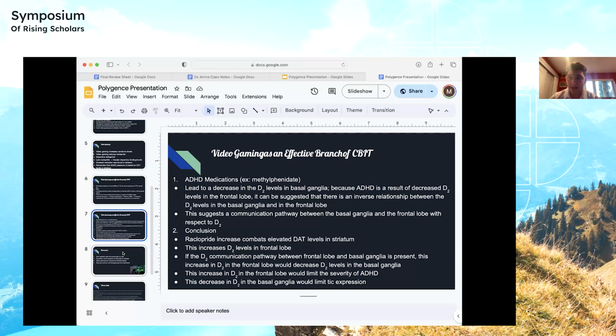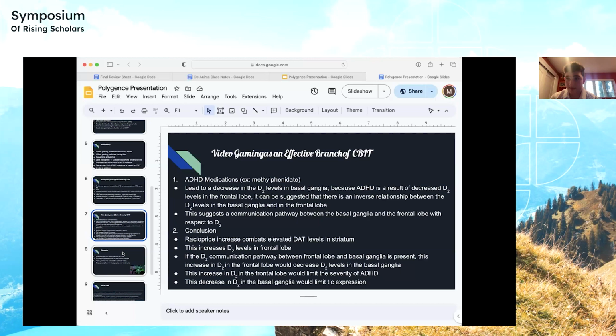So that's the main important part here. To tie it all together, raclopride should decrease. There's a decrease in raclopride when video gaming. This combats the elevated DAT levels in the striatum.